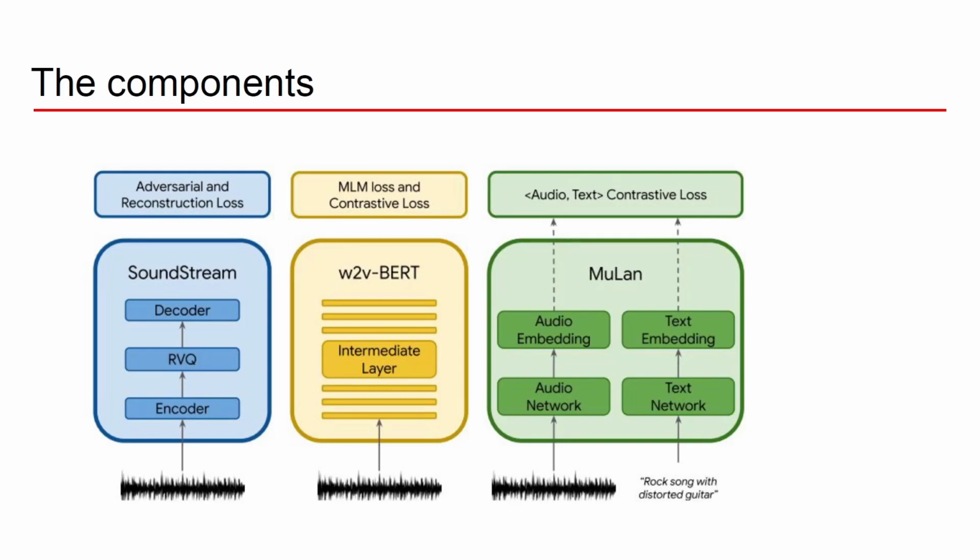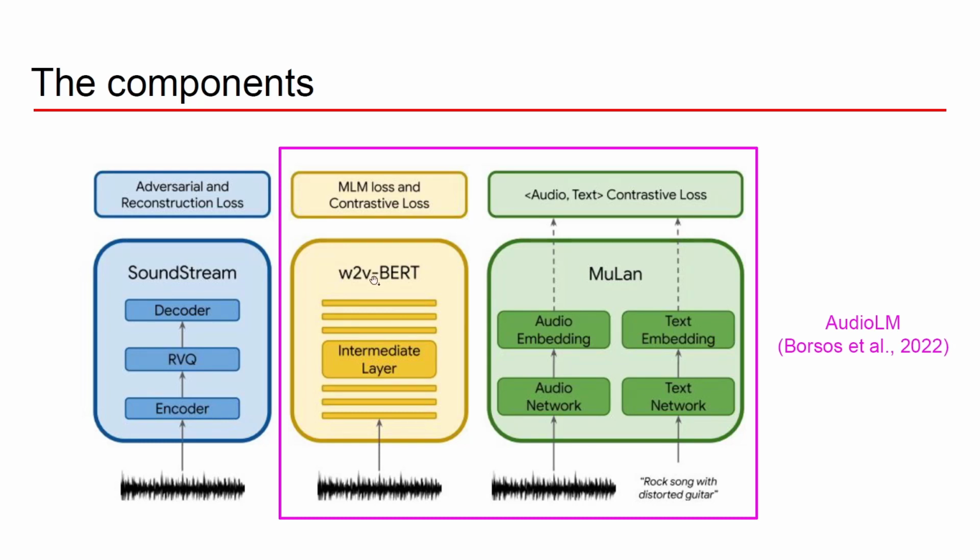As I said, this architecture relies on different components that do different things. So here we have the main three protagonists of our story. The one is called SoundStream, the other one is W2V-BERT, and then we have MuLan. It turns out that W2V-BERT and MuLan work together in another system, published by Google, that's called AudioLM. And it has been published earlier last year.